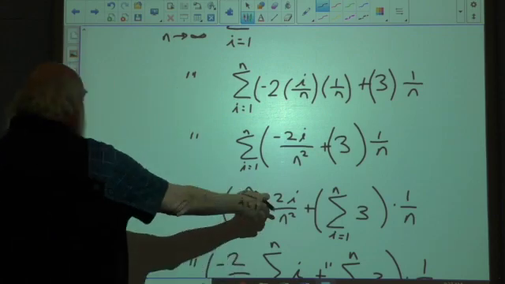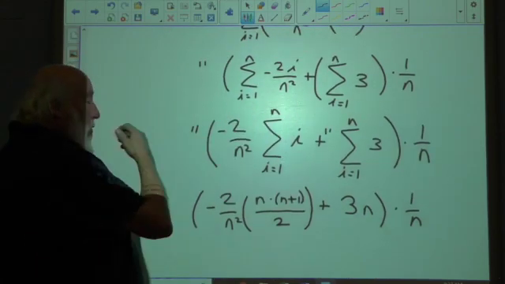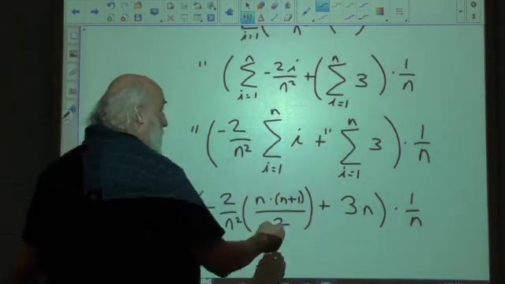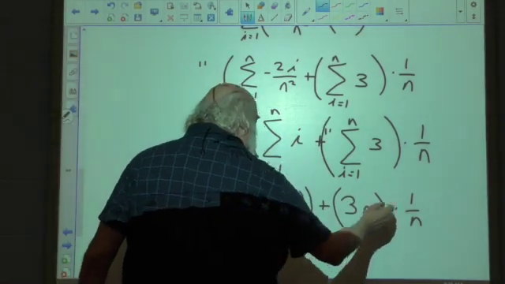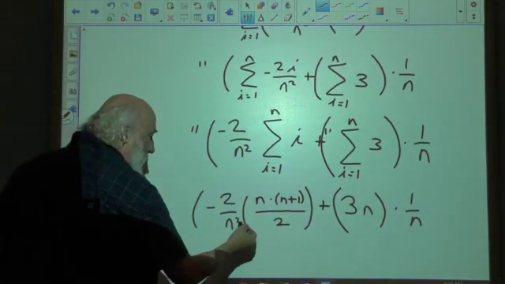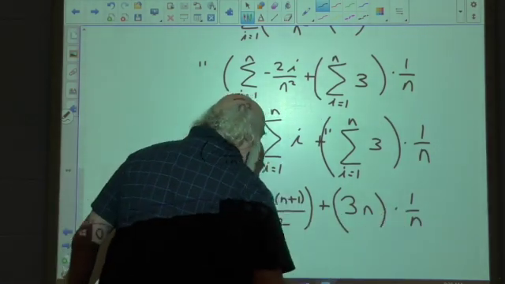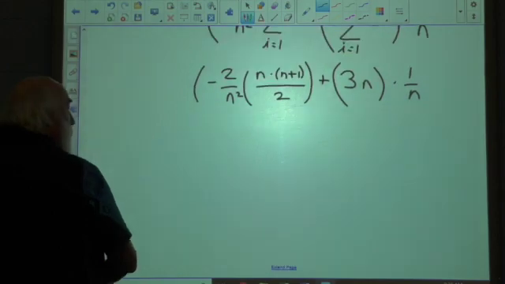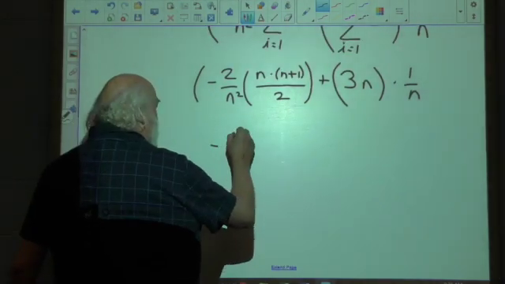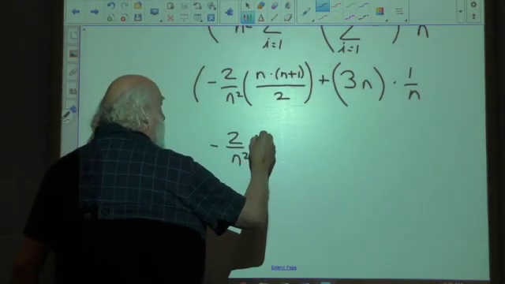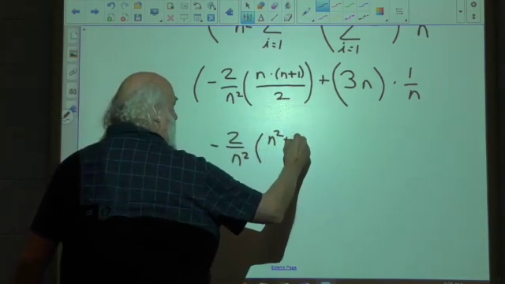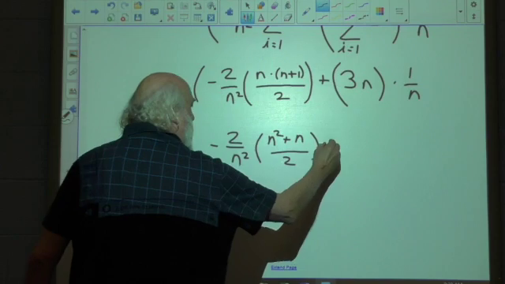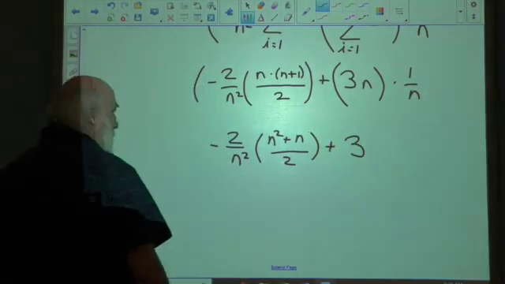So I had already done that. That's where I got the n squared from, but I forgot to do it with 3. See how easy that is to forget? So that's my bad right there. So this has been taken care of over here. That's where we got the n squared. But I have to multiply this right here. So I will put that in right now. Negative 2 over n squared. And I'll go ahead and multiply this out, which is n squared plus n over 2 plus 3.